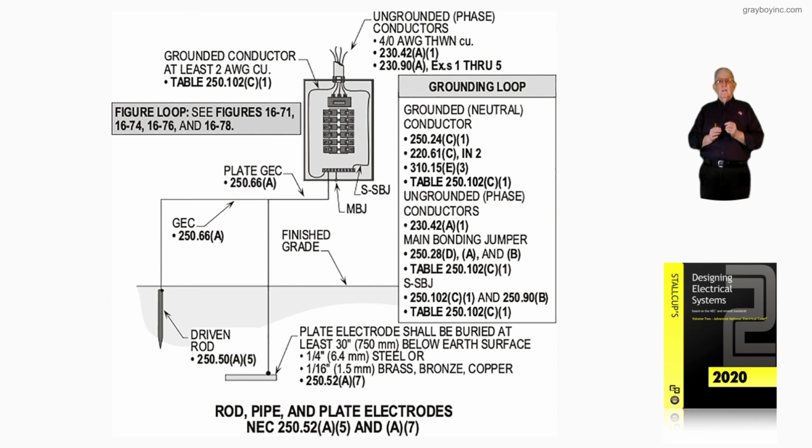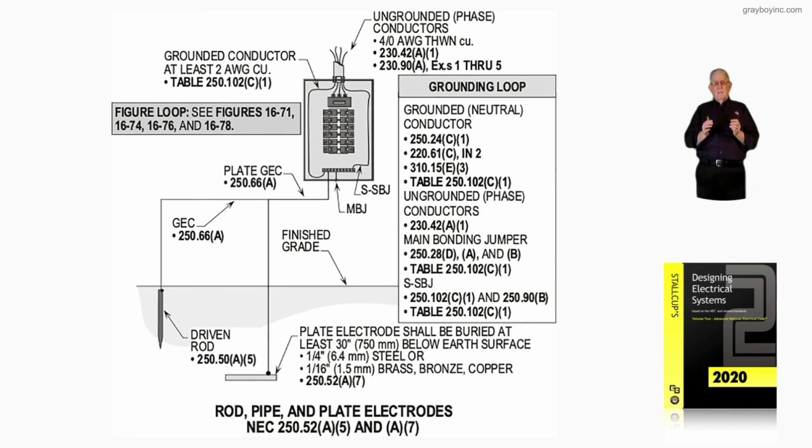And then the main bonding jumper, as you see in the grounding loop, is 250.28(D)(1) and (D)(2). Again, we're referred to Table 250.102(C)(1) to size the main bonding jumper. The supply side bonding jumper in any manner used is sized in accordance with 250.102(C)(1), 250.90(B), and Table 250.102(C)(1).